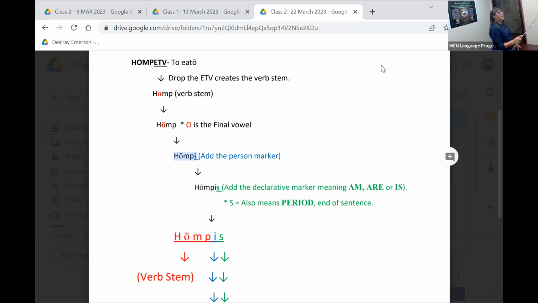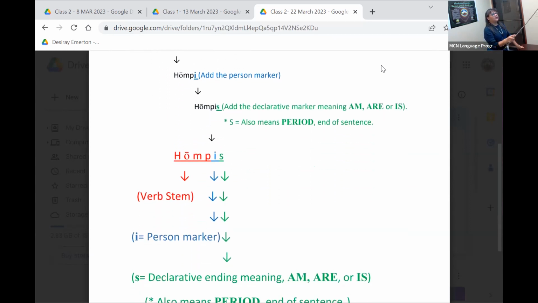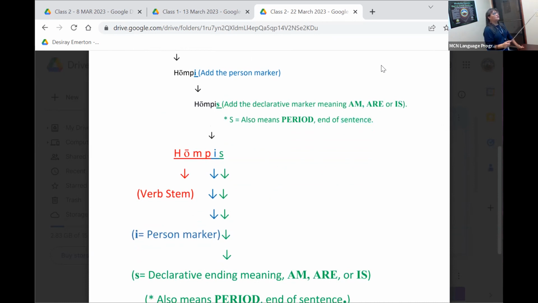And then right here, it says add a declarative marker. And you see the S. Since it's got the I, you don't put the ES, you put the S. Because you can either put S or ES according to the rules. But since it's got an I there, you just put an S. Add a declarative marker. And this one little S means am, are, or is. And it also means the period at the end of the sentence, from what I was told in class.